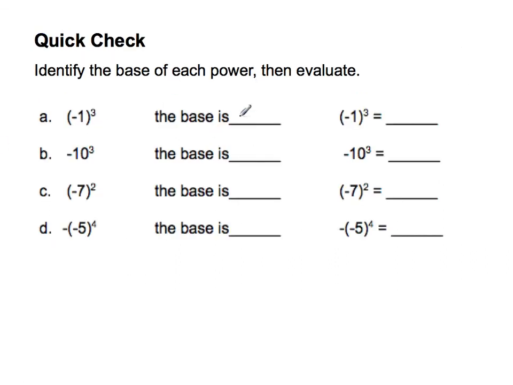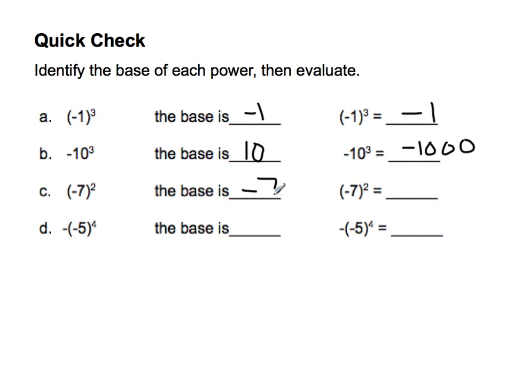So in this case, it's a quick check. Identify the base of each power, then evaluate. So the base is -1, so you'll get a -1. Again, make sure that you're getting the right answers with your calculator. The base is positive 10 because the negative is not in the bracket. So this would be negative 1,000.